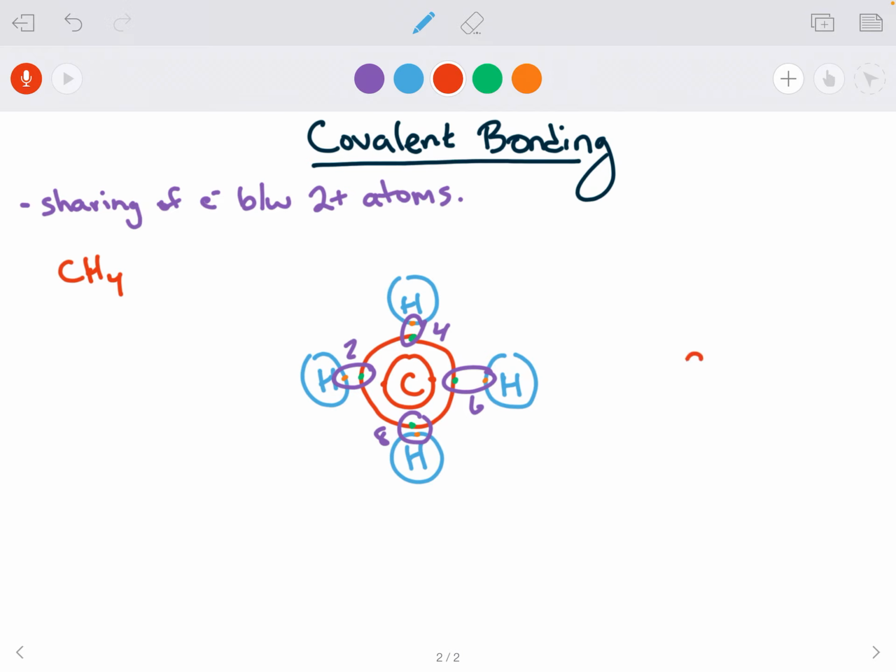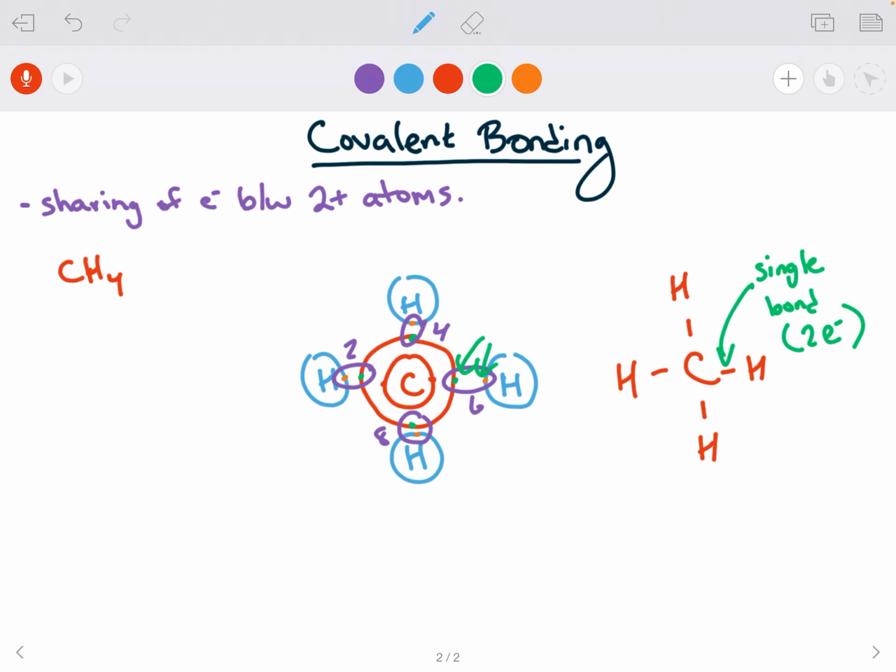Now we can draw this in line structure as C with 4 H's. This line here represents a single bond. And a single bond is 2 electrons, right? 1 electron, 2 electrons in a single bond. Not all bonds are single though. In the next example we'll look at, we'll have what's called a double bond.